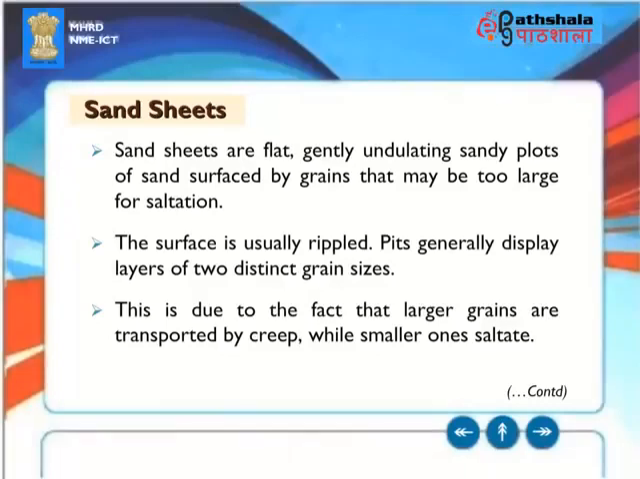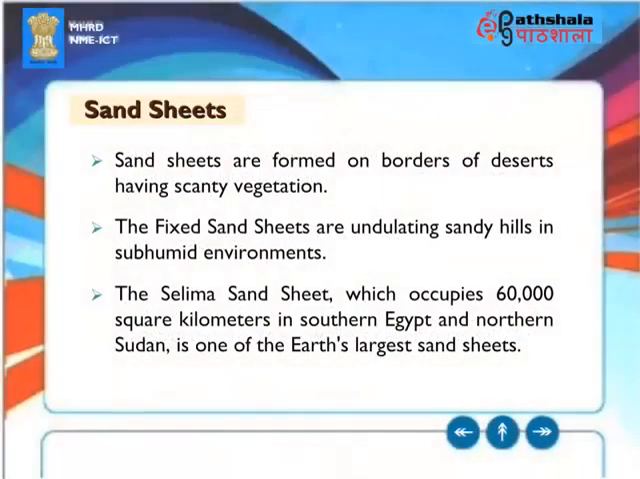Sand sheets. Sand sheets are flat, gently undulating sandy plains surfaced by grains that may be too large for saltation. The surface is usually rippled. Pits generally display layers of two distinct grain sizes. This is due to the fact that larger grains are transported by creep, while smaller ones saltate. Sand sheets are formed on borders of deserts having scanty vegetation. The fixed sand sheets are undulating sandy hills in sub-humid environments.